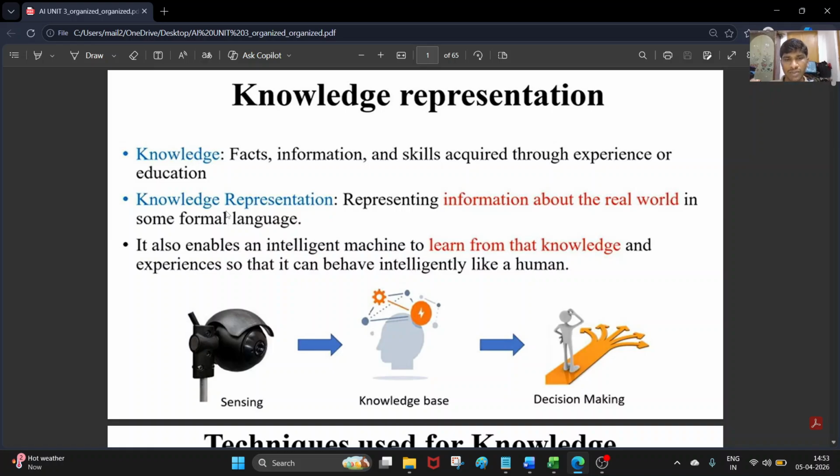It also enables the machine to learn from the knowledge and experiences so that it can believe or behave intelligently like a human. Let us consider the following diagram, which contains a sensor. The sensor sends and collects the information. From this information a knowledge base is created on a machine. With this knowledge it makes decisions and moves towards the goal. So this is regarding knowledge representation.